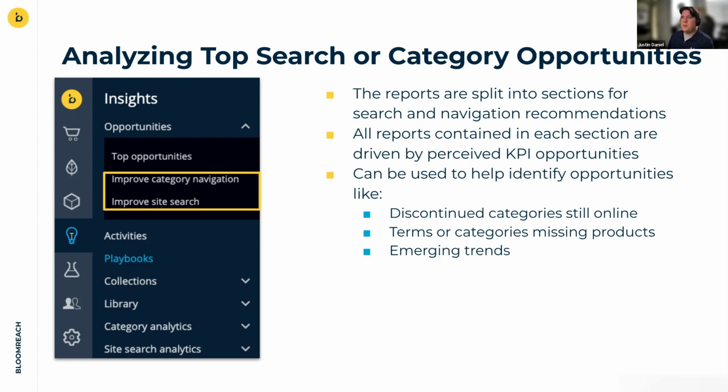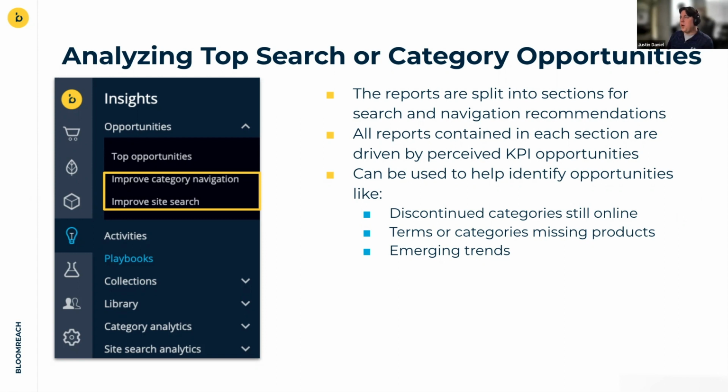These reports can be used to help identify opportunities like, oh yeah, discontinued categories still online. This happens a lot. You'll see categories with high traffic and no conversion. It's because we've actually sunsetted those categories, moved the product somewhere else, but through the magic of Google or something else, we're still getting traffic to those pages, but not converting. It's a good way for us to remember to turn those off or deactivate them whenever we need to.